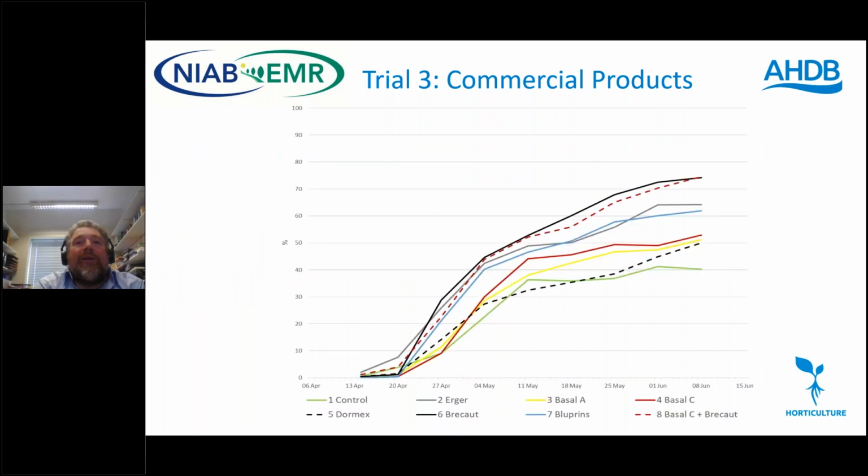So again, a lot of lines. Really on this one, the only one I can drop out is Dormex, the black dotted line, because there's no difference between that and the untreated control. So our untreated control is our lowest green line again. And then above that, we've got our Basal A and Basal C formulations with not much difference between the two of them. We then get to the Blueprint, which is the blue line, which is just as efficient as the active Erga at dormancy breaking. And then above that, the best by far was the Breakout, along with our mixture of Basal C with the Breakout wetting agent.